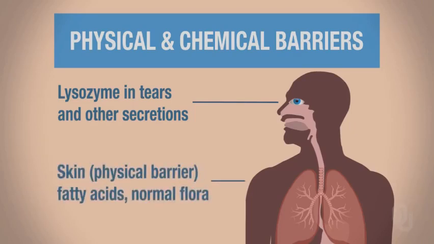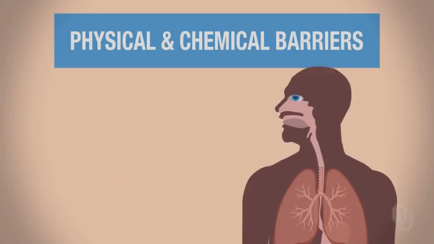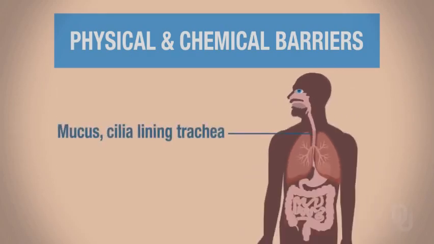You also have the skin then. And the skin is a physical barrier. The skin also has fatty acids and some normal flora as well. That'll affect the pH, and some foreign invaders cannot survive on the skin just because of the normal flora on our skin. Then you have the mucus and the cilia that line the trachea. The mucus traps any foreign particles, and then the cilia works that debris up the respiratory tract and into your mouth so that you can either swallow it or spit it out.